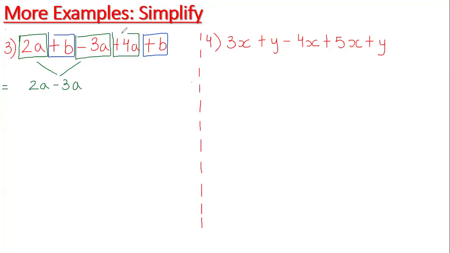All right, so we have to bring down the 4a. So it's going to be plus what? 4a. All right, good. Next, what do we have? It's going to be b. All right, b. Plus b. Plus b. All right, plus what? Plus b.